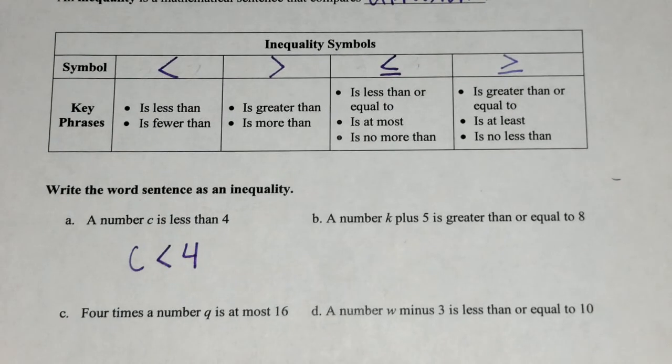Can someone give me an example or a number that C can be then? Jersey? 2. Okay, because 2 is less than 4. Dalton? 3. Dallas? 2.5. Can this be 4? No. Right, because it would have to say is less than or equal to. So it could be -2? Yes, because -2 is less than 4.